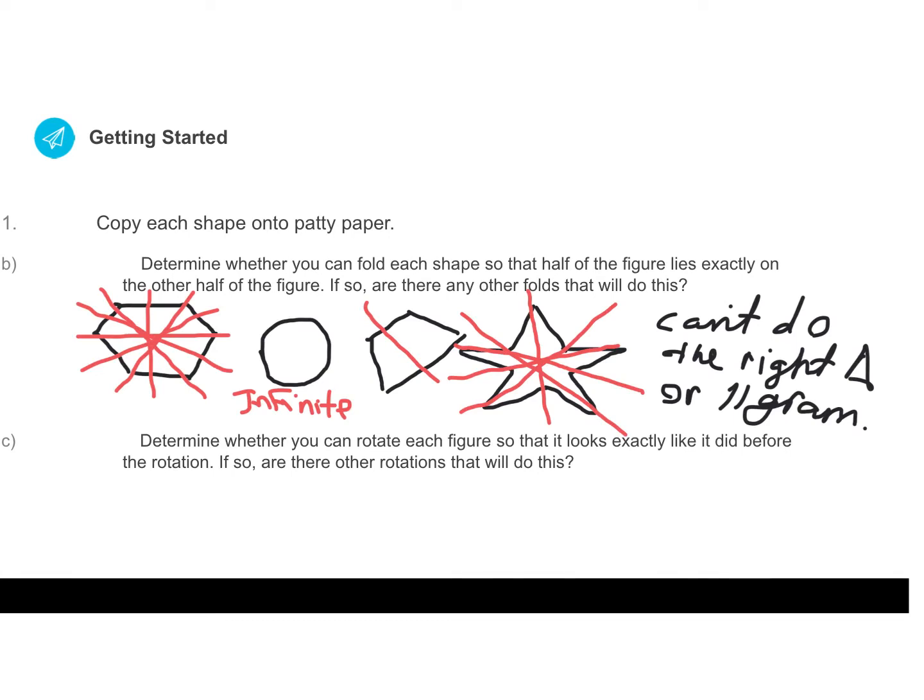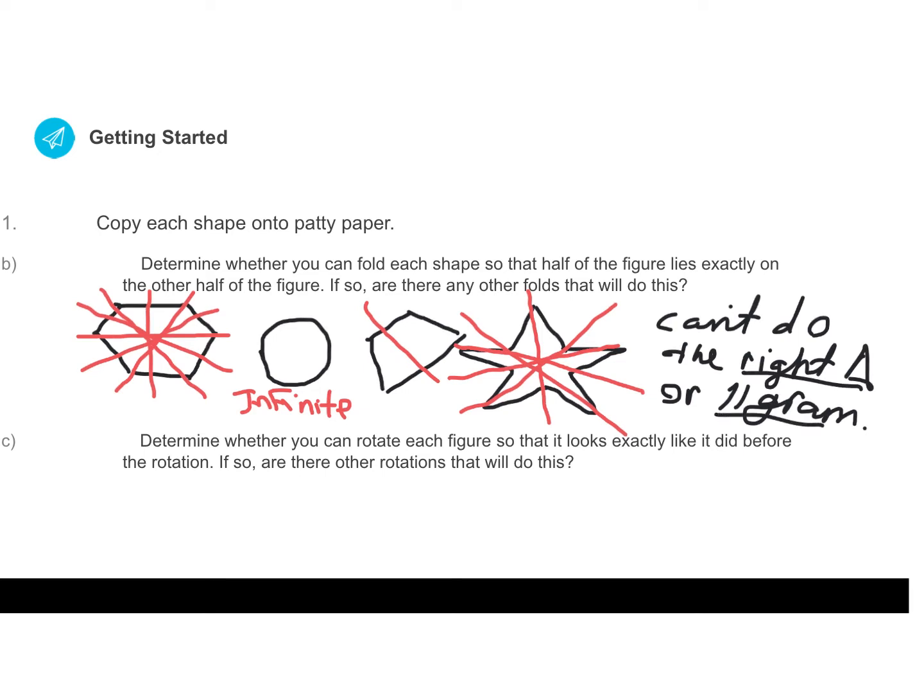Okay, so here's my perfect drawing again. All the red lines are where you can actually fold it. The circle, of course, you can fold in infinitely many places and fold it onto itself. The only two that you can't do anything with are your right triangle and the parallelogram.